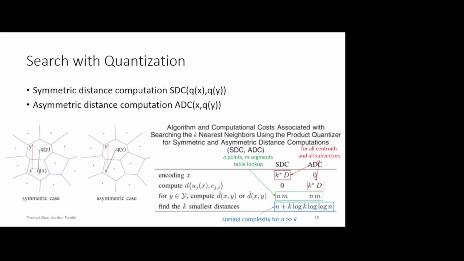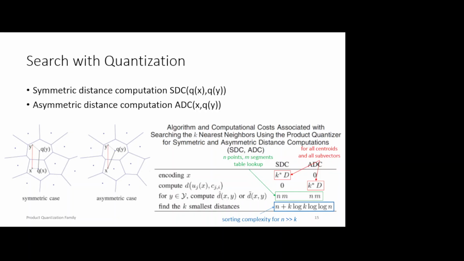Yeah, we already showed this figure before. So this is called a symmetric case. In the symmetric case, y is the database vector, and we quantize it. And x is your query. The query is also quantized. So you compute the distance between the quantized vector of x and y. The real distance is here, but after the quantization, the distance is here. This is the symmetric case. It's the original distance between x and y.